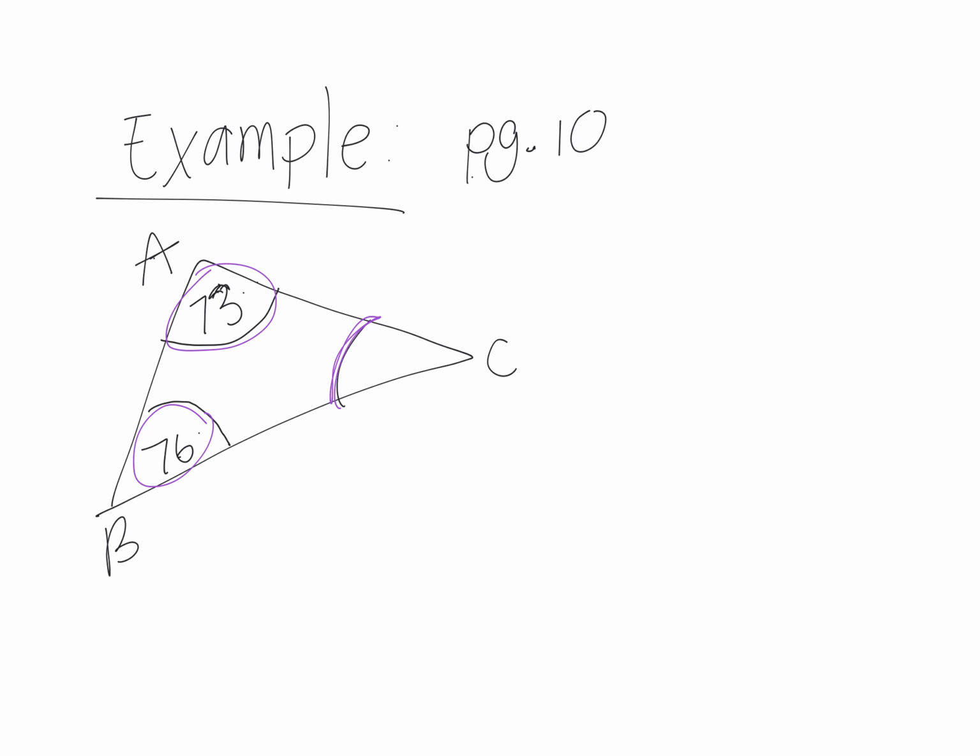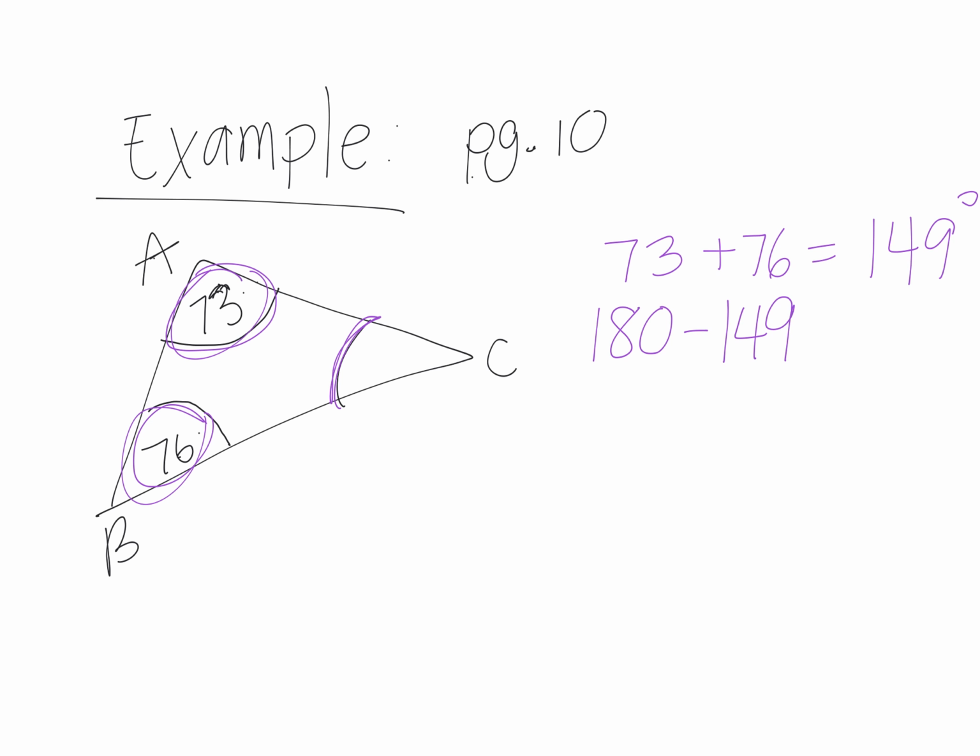Okay, so we're going to do it this way. We're going to add 73 plus 76. What does that equal? Because we know two out of the three angles. 149. Good, 149 degrees. Now, we know that all three angles add up to 180, so we want to know what's missing. So what's the last step? Julia said it. 180 subtract 149. 31 degrees. That means that angle C is 31 degrees.